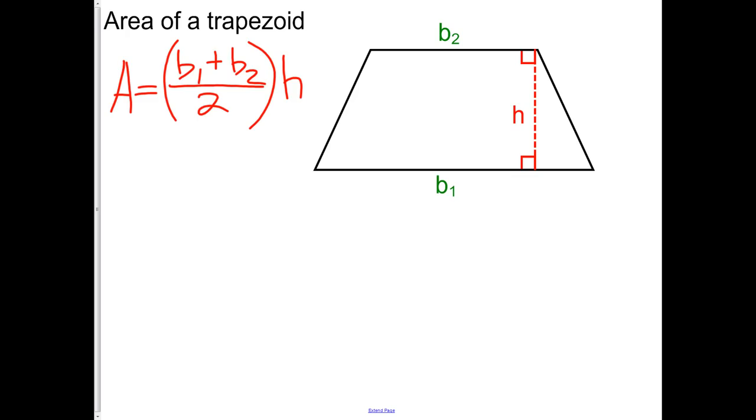Notice again here, the height of the trapezoid is going perpendicular between the bases. It is not over on the two slanty sides. The two slanty sides can never, ever, ever be used to find the area. They can't be a height. So there we have the formula for the area of a trapezoid.